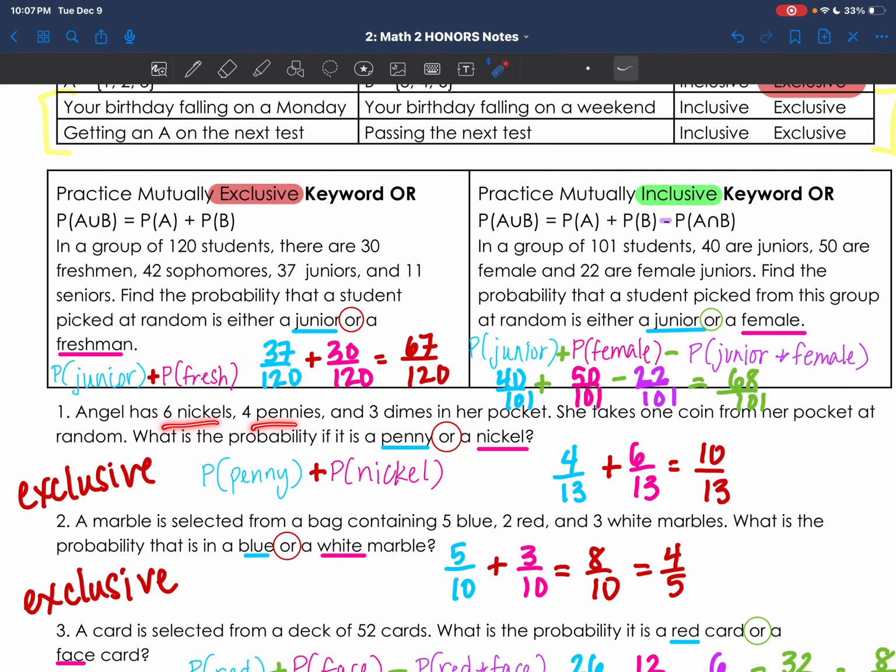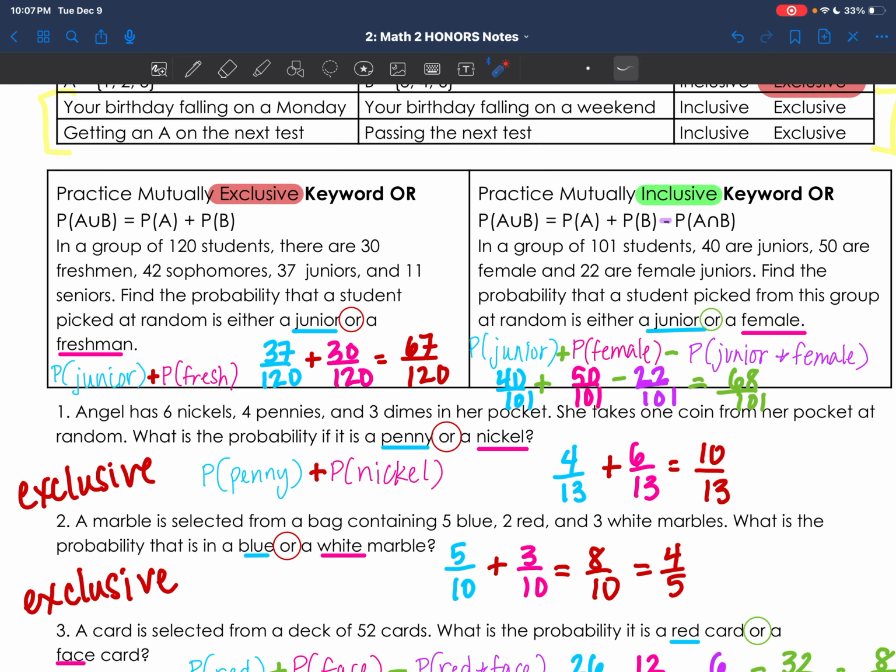Angel has 6 nickels, 4 pennies, 3 dimes. She takes 1 coin from her pocket at random. What's the probability it's a penny or a nickel? So it can be either of them. Since it could be either of them, we're going to take the probability of a penny and add that to the probability of the nickel. Now, you can't be a penny or a nickel at the same time, so this is exclusive. So probability of a penny, probability of a nickel, add them together, and you get 10 out of 13.